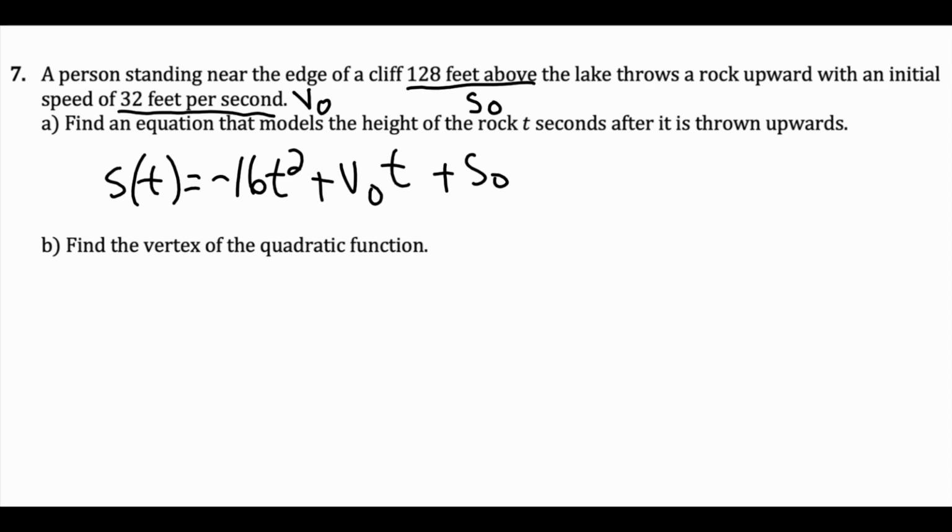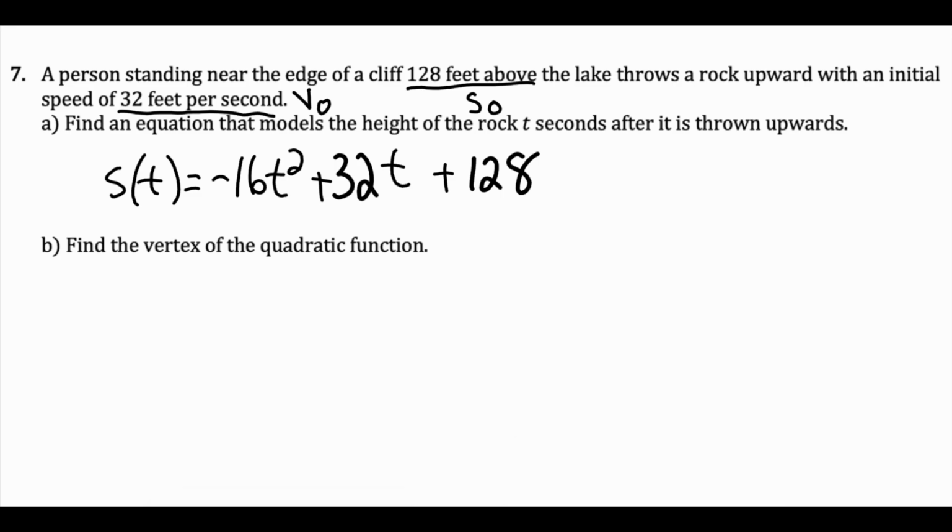So let's fill them in. We know that v sub 0 is 32. We were given that, right? The initial velocity is 32. We also know that our initial height was 128 feet. Okay, that's all we have to do for part A.